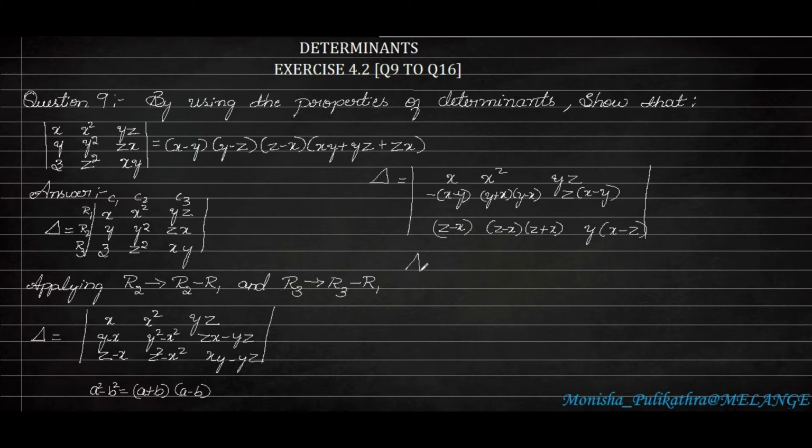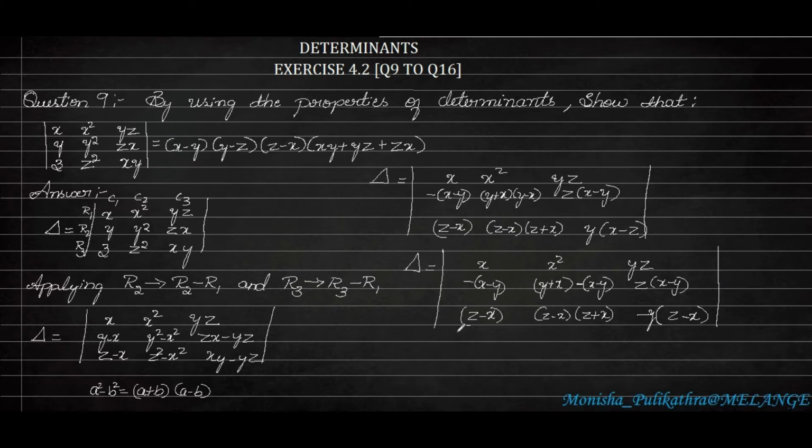Okay. So delta is equal to, first row write as it is, x, x square and yz. Second row, here minus x minus y. Here y plus x is there, let it be as it is. And then next take minus common, it will become x minus y. So next is z into x minus y itself. Next z minus x, here z minus x into z plus x. And in order to take minus common, we will get minus y into z minus x.